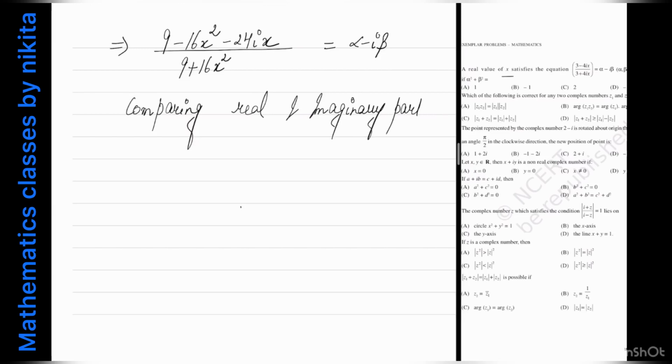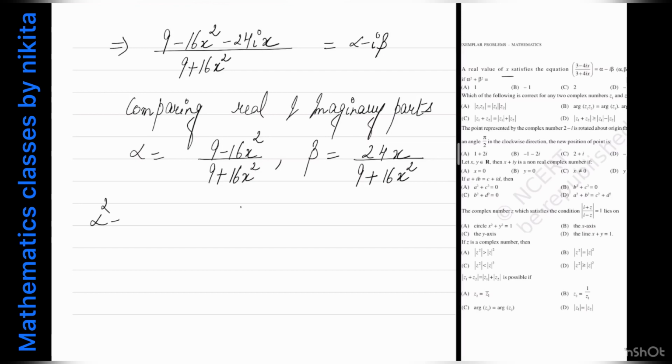So what you will get? I will get that alpha is equal to, the real part, (9 minus 16x square) divided by (9 plus 16x square), and the imaginary part, which is beta, is equal to 24x divided by (9 plus 16x square). Okay, let's find what is alpha square plus beta square. Now this will be equal to (9 minus 16x square) whole square plus (24x) whole square divided by (9 plus 16x square) whole square.